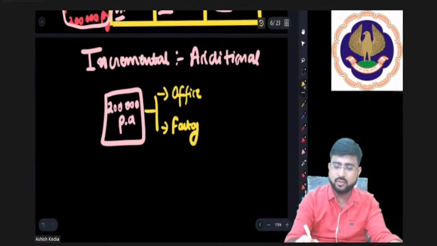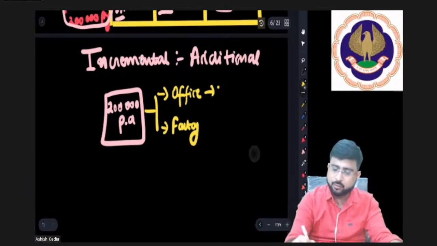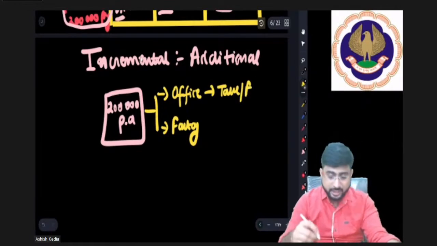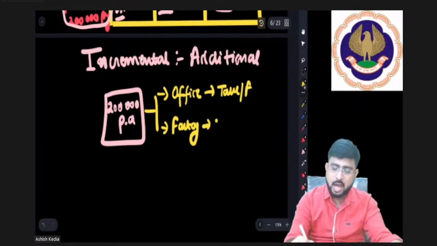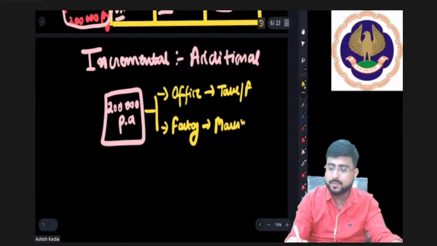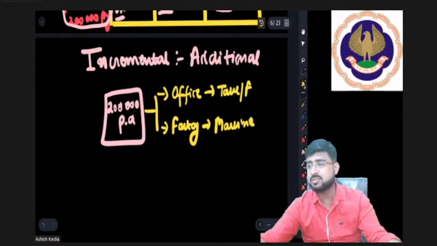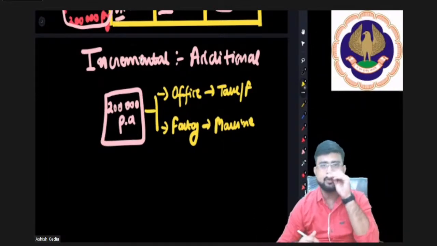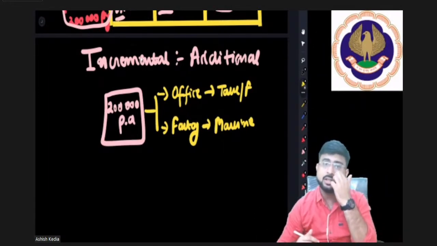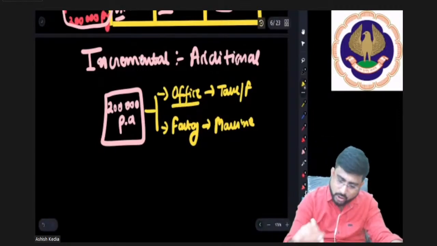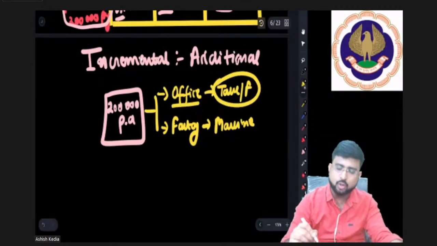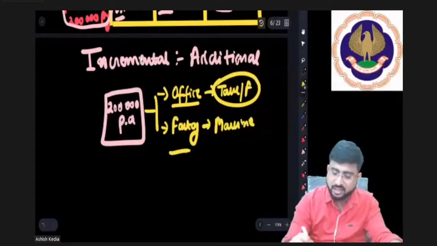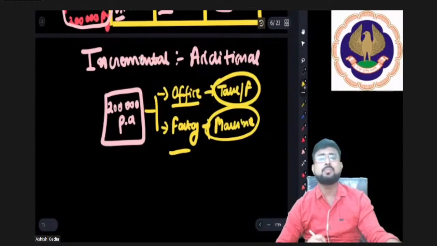Now friends, if I start my own office, I will have to incur expenditure on table and furniture. If I start my own factory there, I have to hire or purchase another machine. That's incremental, my dear friends. Whatever additional you will have to incur based on the decision you take. So if I decide to take an office, I have to incur on table and furniture. If I decide to set up a factory, I have to spend on a machine.